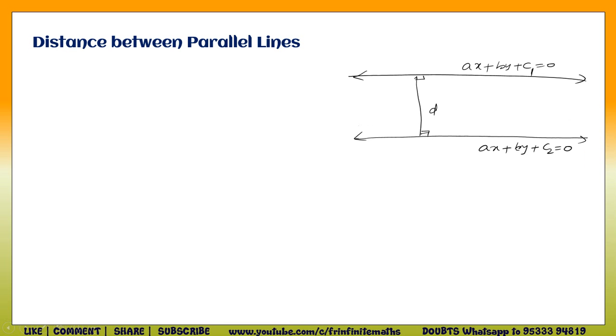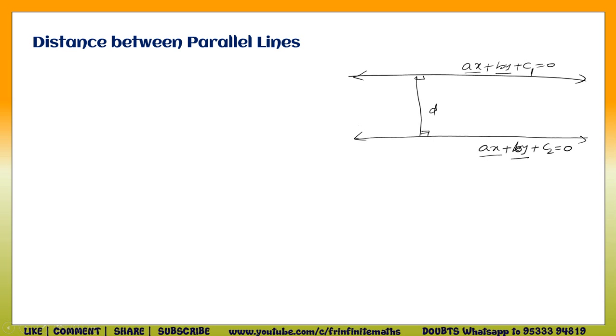That means parallel lines will differ only by their constants. Whatever the x coefficient is, the same x coefficient will be there. Whatever the y coefficient is, the same y coefficient will be there. But the constants will be different. But in some situations, they will be given as multiples. In some questions, they will be giving it as multiples.